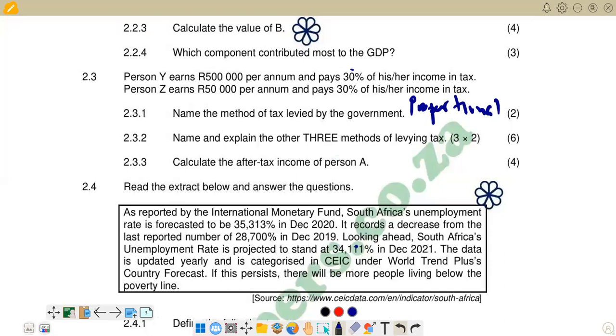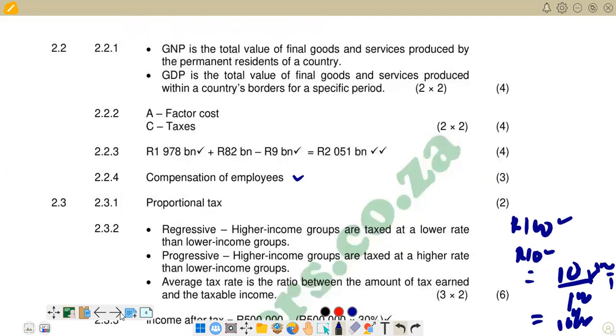Right. The next question is saying calculate the after income tax of person A. So person A is the first person that we have that is earning 500,000. So the question leads us to calculate the after tax income. So let's see how we can calculate that one.